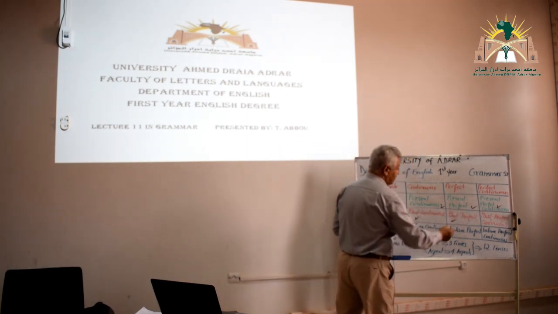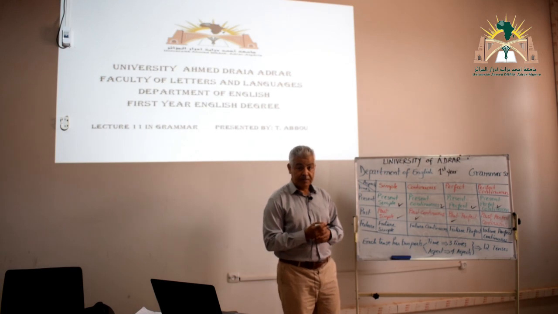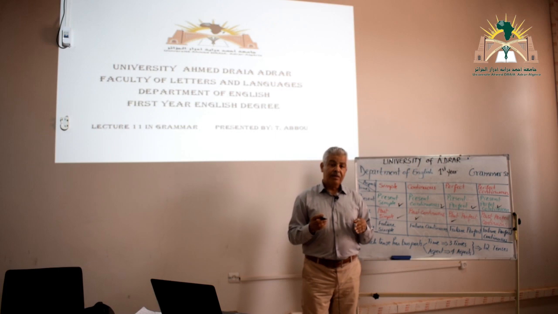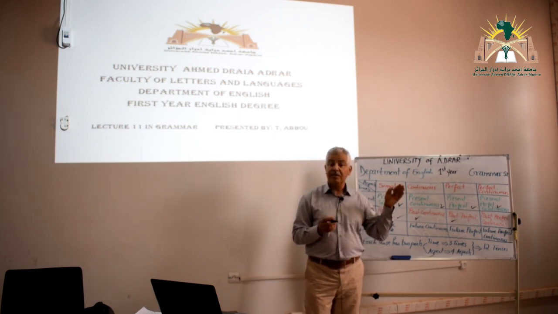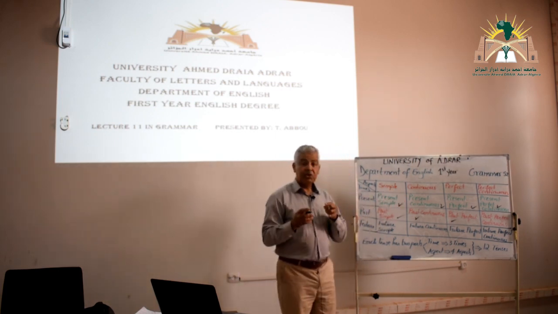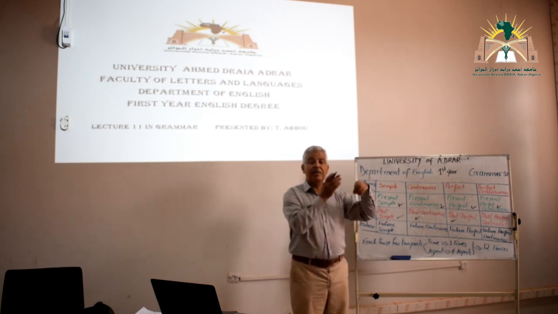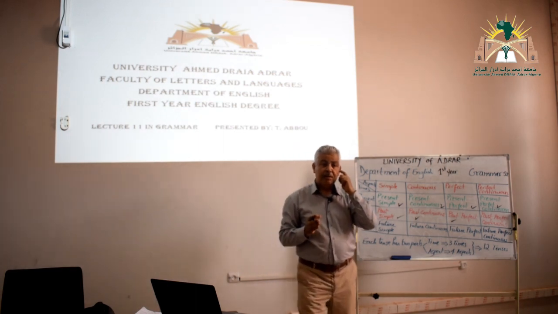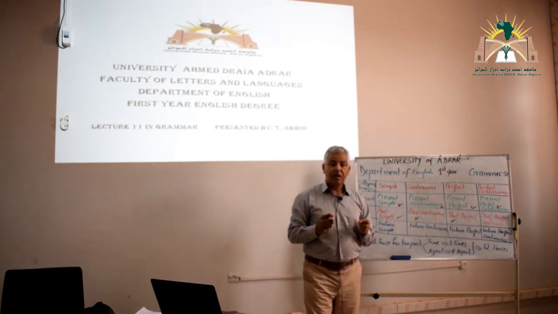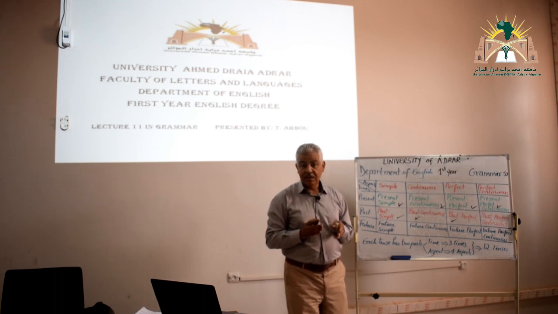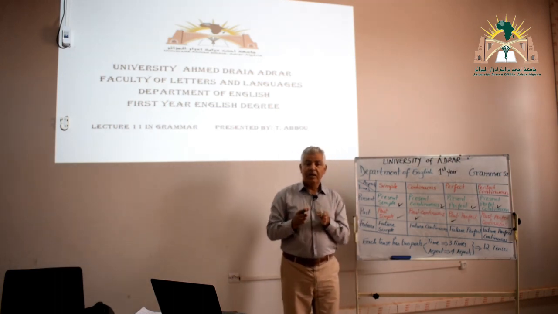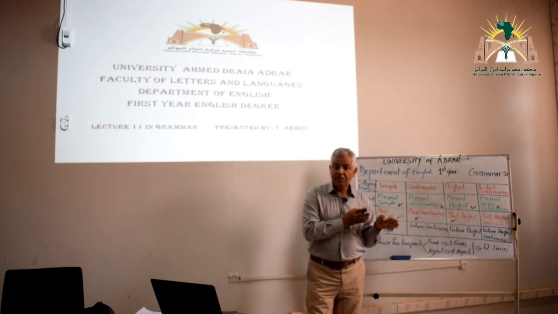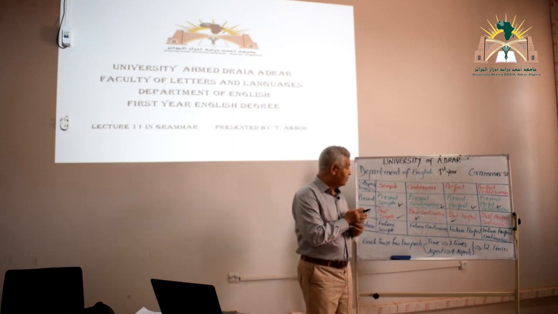The next tense is the past perfect. The past perfect is used when we talk about an action that happened before a specific point in time in the past. We imagine a point in time in the past and something happened before that point. To say, for instance, by 1962, Algeria had won its independence. Algeria got its independence before that point in time in the past, which is 1962.